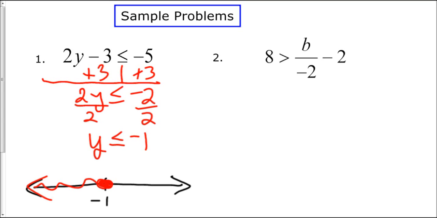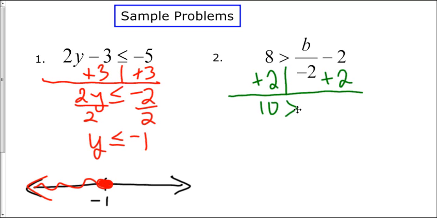In the next example, 8 is greater than b divided by negative 2 minus 2. All right, so again, same thing. I want to eliminate the constant on the variable side. The variable's over here on the right. So I want to eliminate that constant here by adding 2 to both sides. I get 10 is greater than b over negative 2. And here's where I have to be careful. I have that negative coefficient here, dividing by negative 2. To solve this, I'm going to multiply both sides by negative 2.